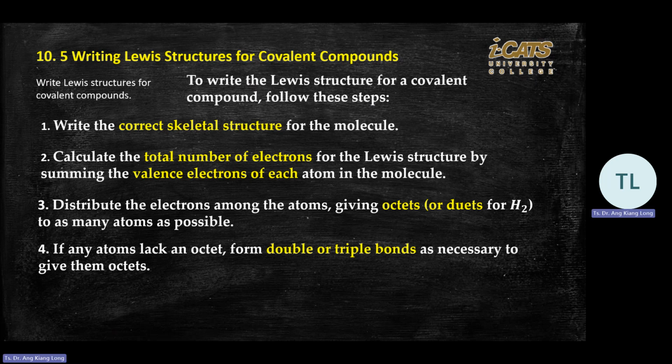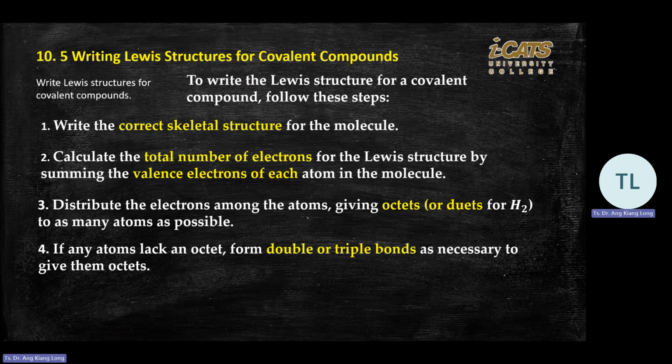For example, H2O. If the question asks you to draw the covalent Lewis structure for H2O, the first step is to write the correct skeletal structure. You need to write this sentence, the keyword that I highlighted in yellow. So first, write the correct skeletal structure for the molecule. Then you write H2O, for example. You need to arrange it. There are a few possibilities. It can be OOH, it can be OHO, it can be HOO.